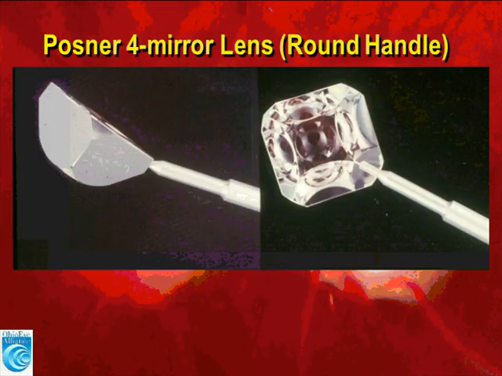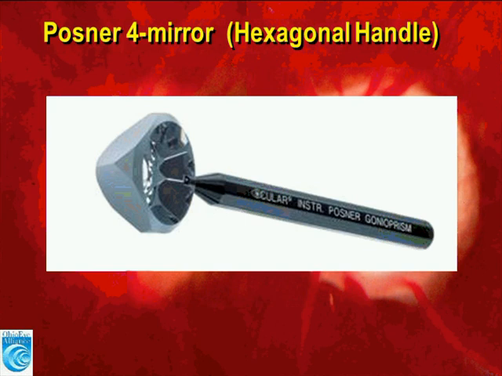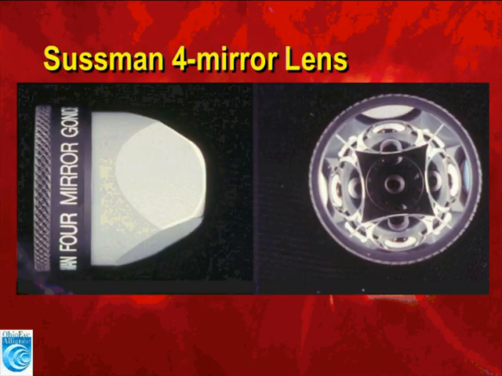The Posner lens is the lens that I prefer to use. It has a number of different handle styles depending on your preference. The other advantage of the Posner lens is that only tear film or anesthetic is required to couple the lens. It does not require a coupling agent such as methylcellulose. A Sussman lens is also available, similar to the Posner lens, but does not have a handle, and this may be a little bit more difficult for tilting the lens during gonioscopy or a little more difficult for indentation gonioscopy.